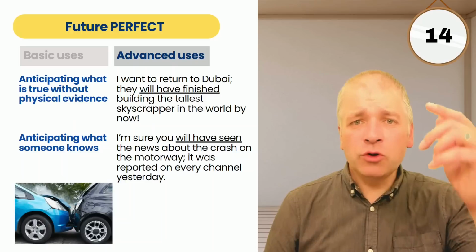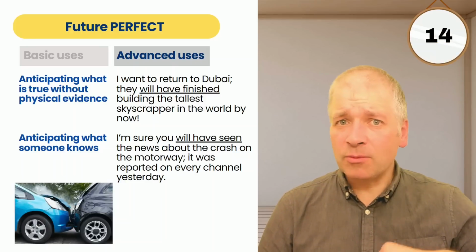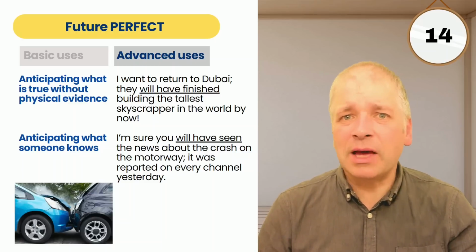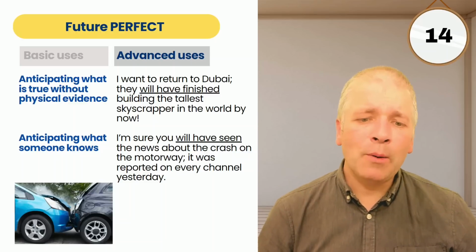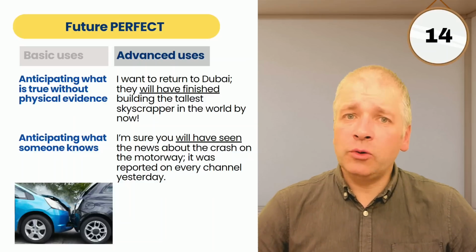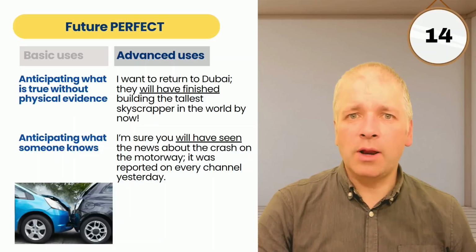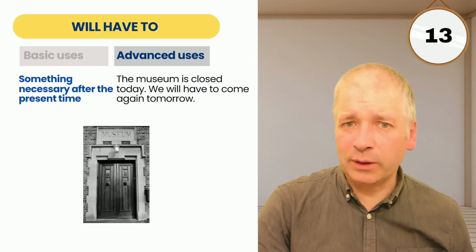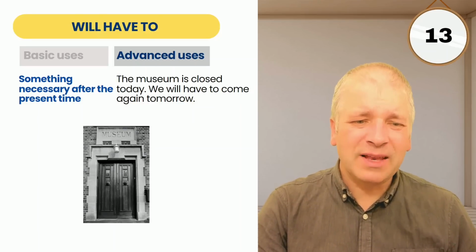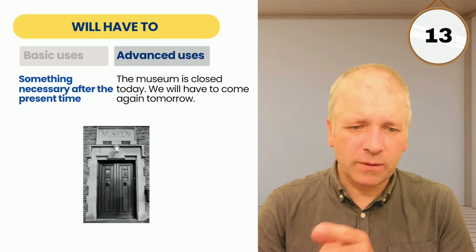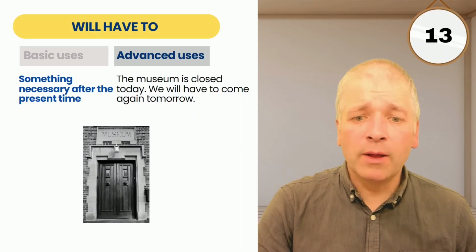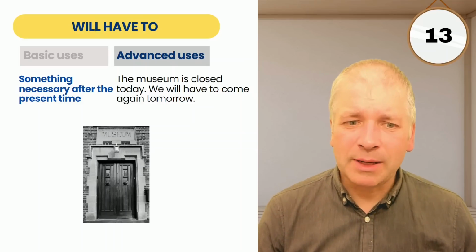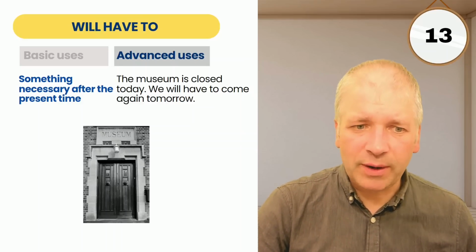So here we're referring to knowledge that someone has in the present, and more than that, knowledge about something in the present that's based on something that happened in the past, a little bit like the present perfect. But we use will have seen to anticipate what we think someone knows. Will have to is a similar structure but works slightly differently. Will have to refers to something necessary after the present time. Look at the example. The museum is closed today. We will have to come again tomorrow. So it is necessary for us to come again tomorrow, something necessary after the present time.